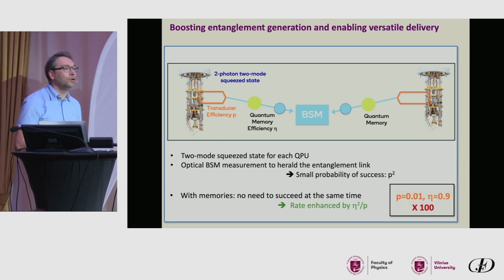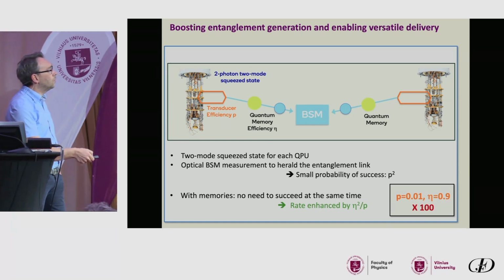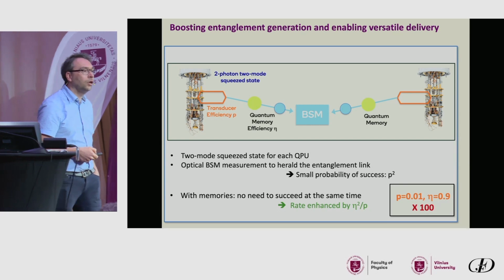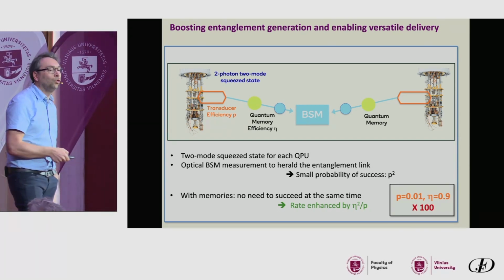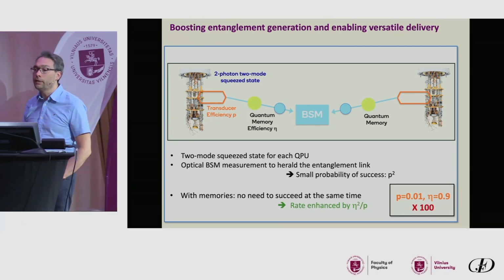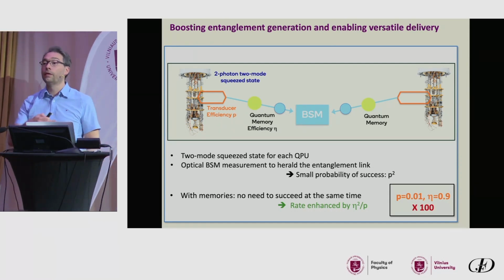So if you take the typical numbers today, with a 1% quantum transduction and a 90% quantum memory, you can get a 2 orders of magnitude enhancement in the rate between your two QPUs. So then you can scale it to more.